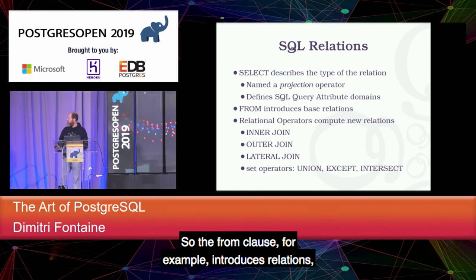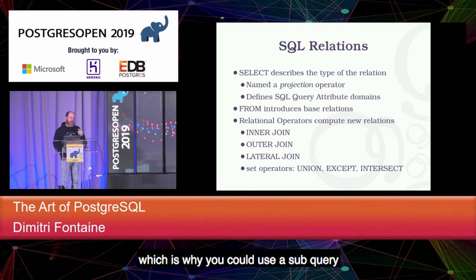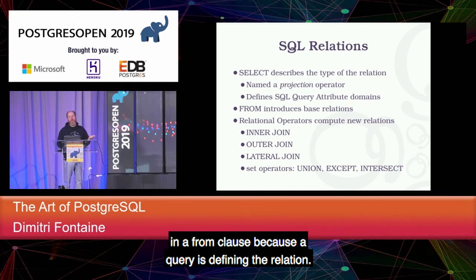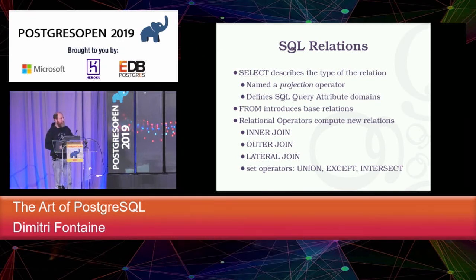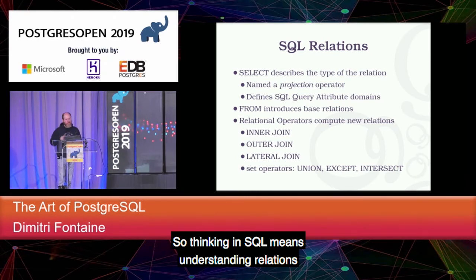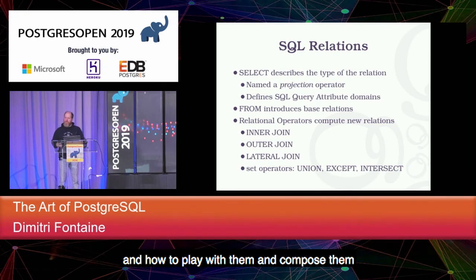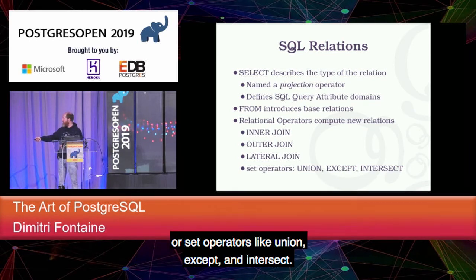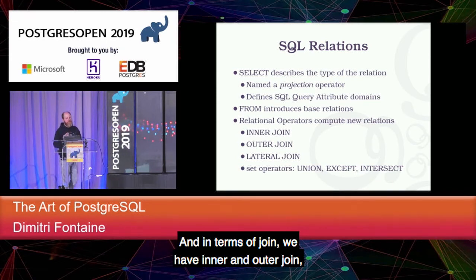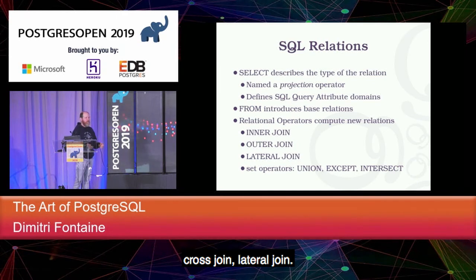And so the from clause, for example, introduces relations, which is why you could use a subquery in a from clause, because a query is defining a relation. And of course, you can select from any relation, including a subquery, right? So thinking in SQL means understanding relations and how to play with them and compose them. And to compose them, you can use joins or set operators like union, except, and intersect. And in terms of join, we have inner and outer join, cross join, natural join.